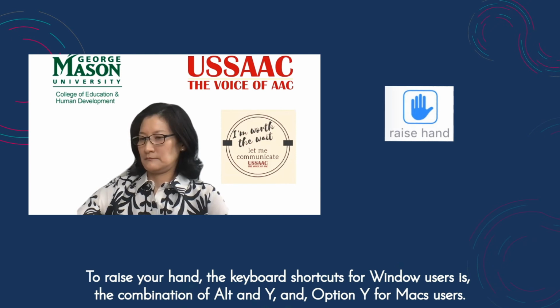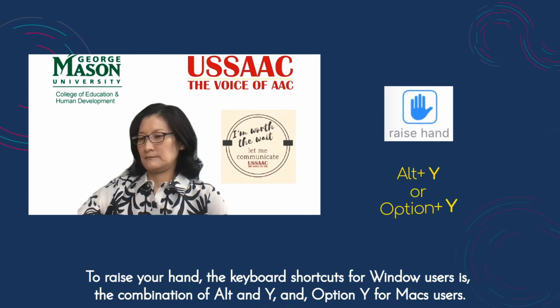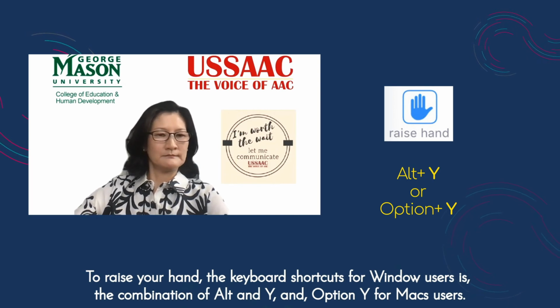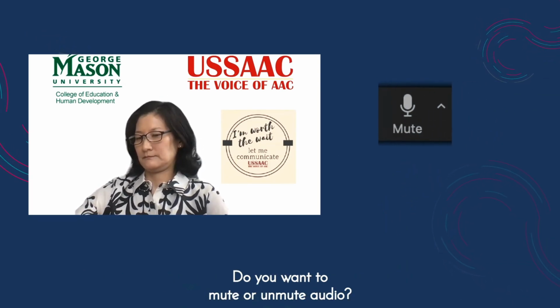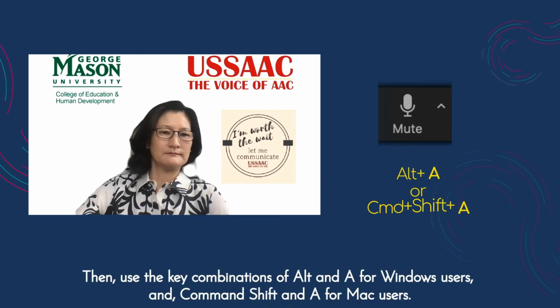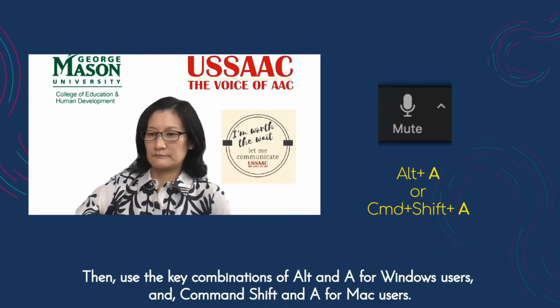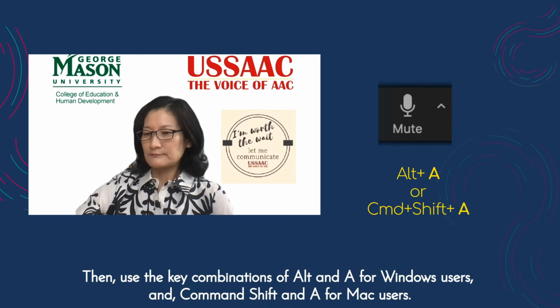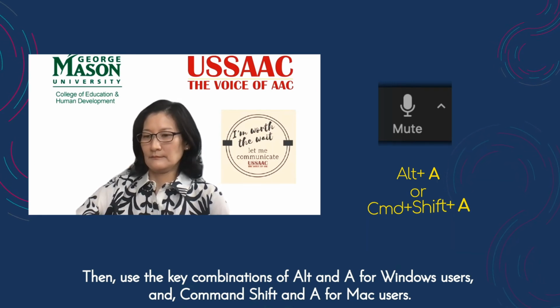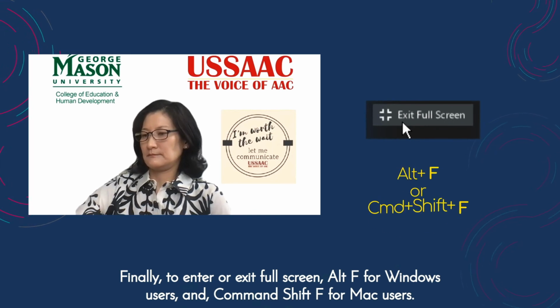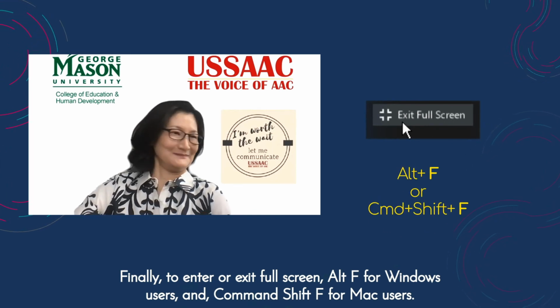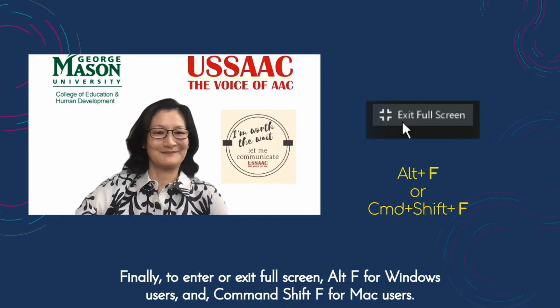To raise your hand, the keyboard shortcut for Windows users is the combination of Alt and Y, and Option Y for Mac users. Do you want to mute or unmute audio? Then, use the key combinations of Alt and A for Windows users, and Command Shift and A for Mac users. Finally, to enter or exit full screen, Alt F for Windows users, and Command Shift F for Mac users.